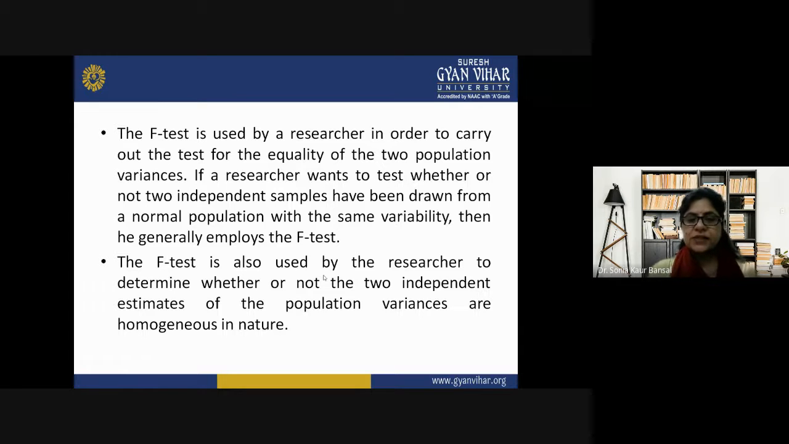The F-test is also used by the researcher to determine whether or not two independent estimates of the population variances are homogeneous in nature. So we have to find out about it. You have to see whether the population variances are homogeneous in nature or not. That is the reason we are going to look at it.